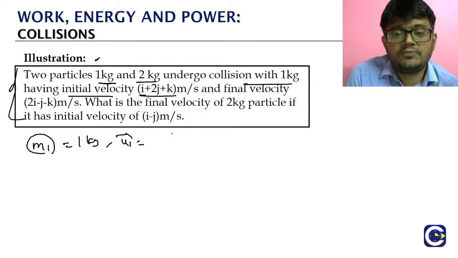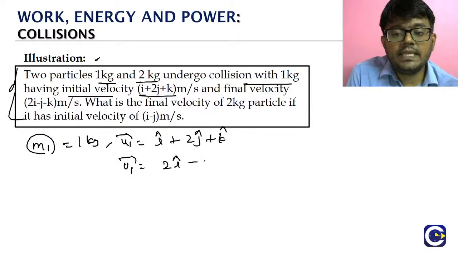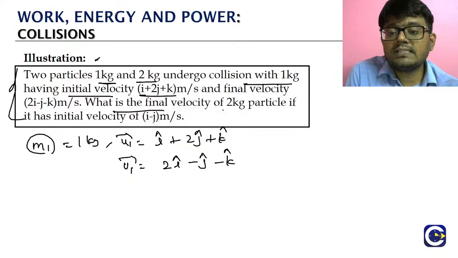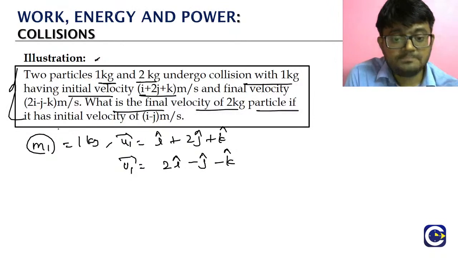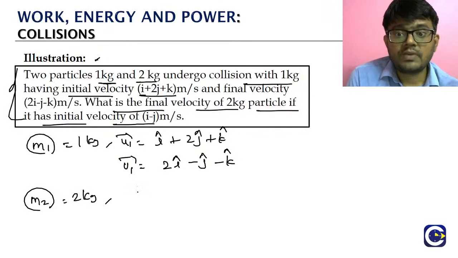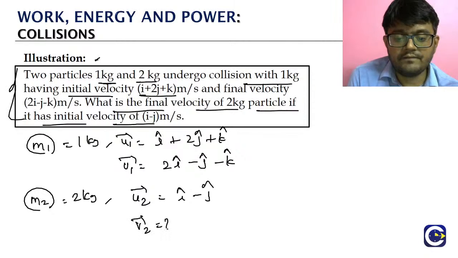What is the initial velocity for this? I plus 2j plus k. And the final velocity, that is v1. What is the final velocity? 2i minus j minus k. What is the final velocity of the 2 kg particle if it has an initial velocity of i minus j? So let us call the 2 kg particle m2. What is its initial velocity? i minus j. We have to find v2.